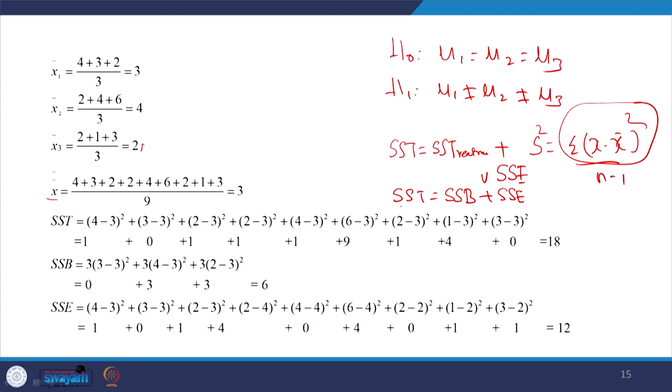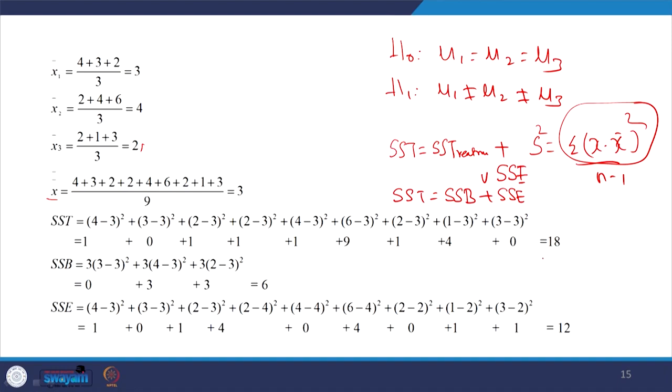First I will find out the overall variance. For that variance I am going to find only the numerator, which I am going to call SST. What is SST? How far each element is from the overall mean. The overall mean is 3. So, in the first column the first element is 4, so 4 minus 3 whole square; the value in the second column is 3, so 3 minus 3 whole square, plus 2 minus 3 whole square, and so on. Up to this, it is 18. So, this 18 is nothing but the total sum of square.